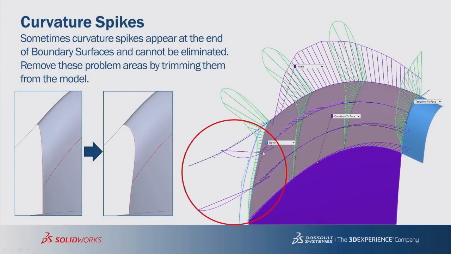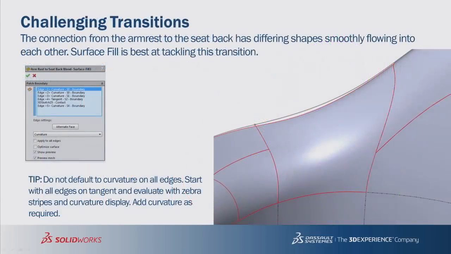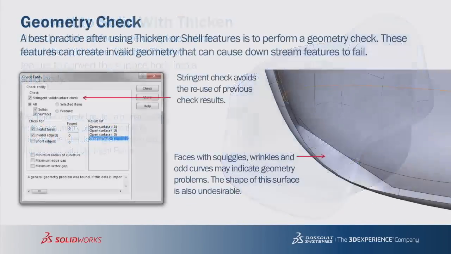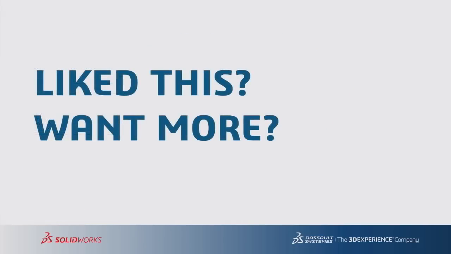If you get a bad area of your boundary surface, really bad curvature, well, just trim it away. Challenging transitions. Surface fill gets you out of so many jams. Guide the surface fill with the boundary surface. Convert to solid with the thicken. Run tools check your geometry, clean up as required.